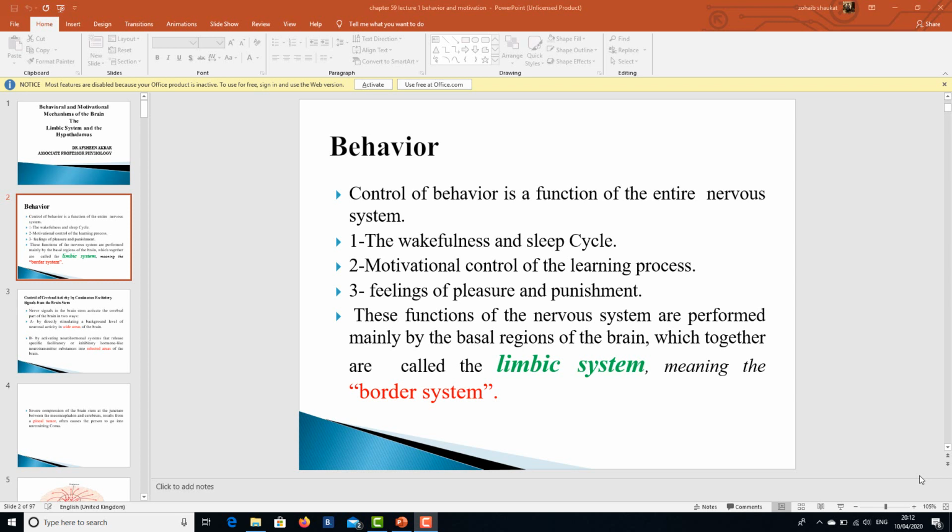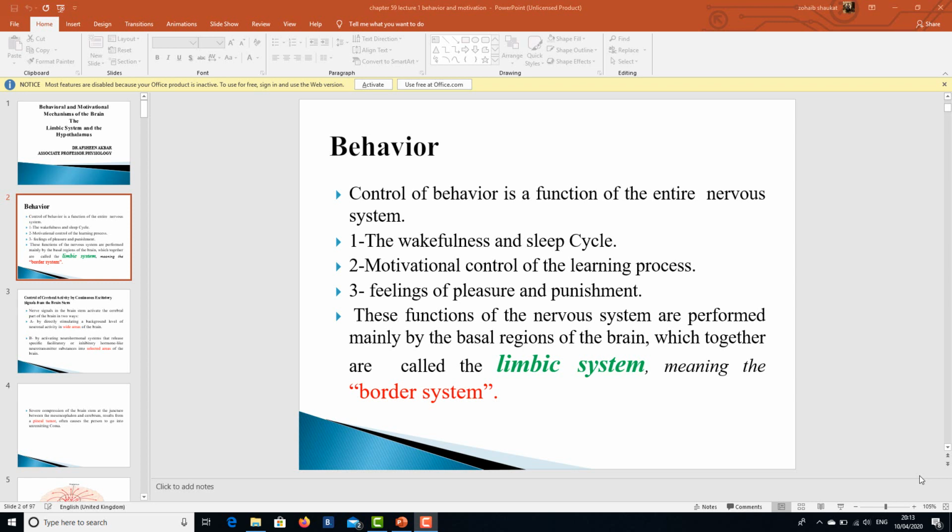Now, the control of behavior is a function of the entire nervous system. The wakefulness and the sleep cycle, the motivational control of the learning process, the feelings of punishment, pleasure, these functions of the nervous system are being performed mainly by the basal regions of the brain, which together are called the limbic system. And the meaning of this word limbic system is border system.